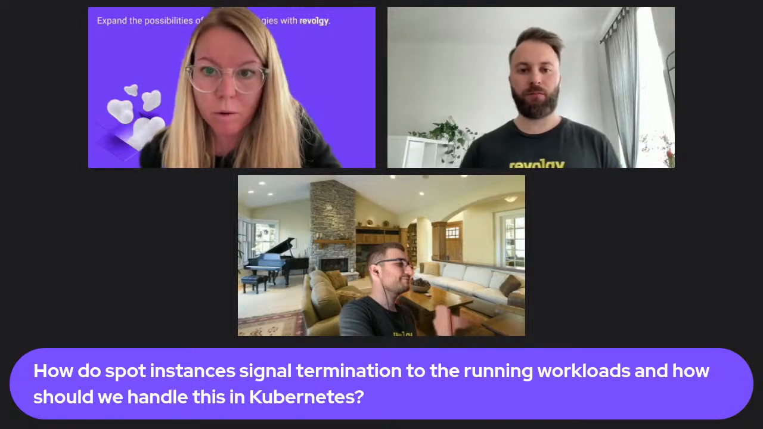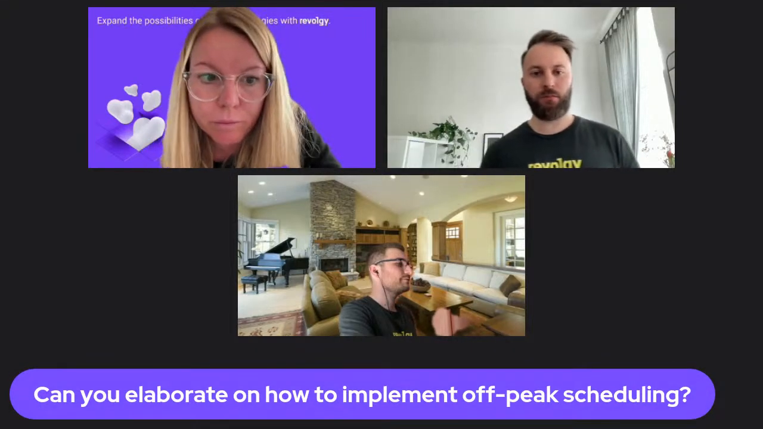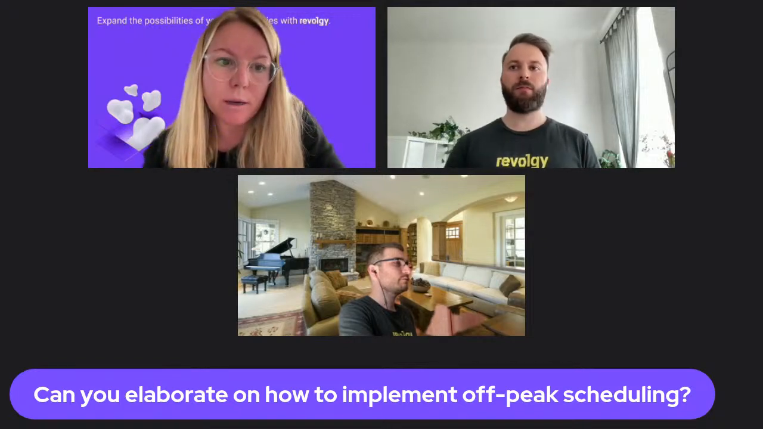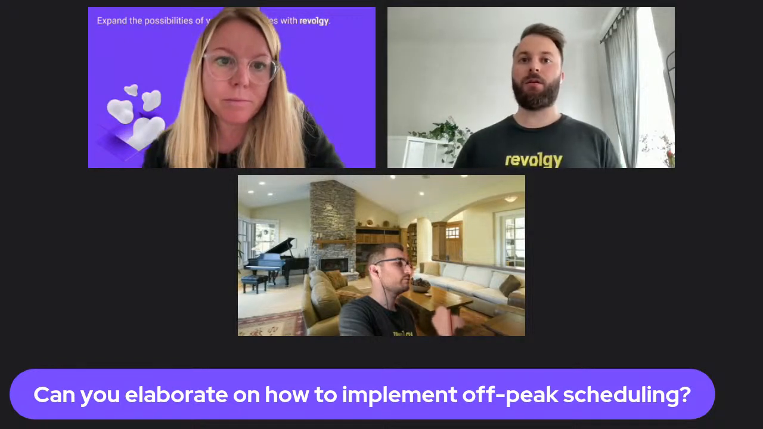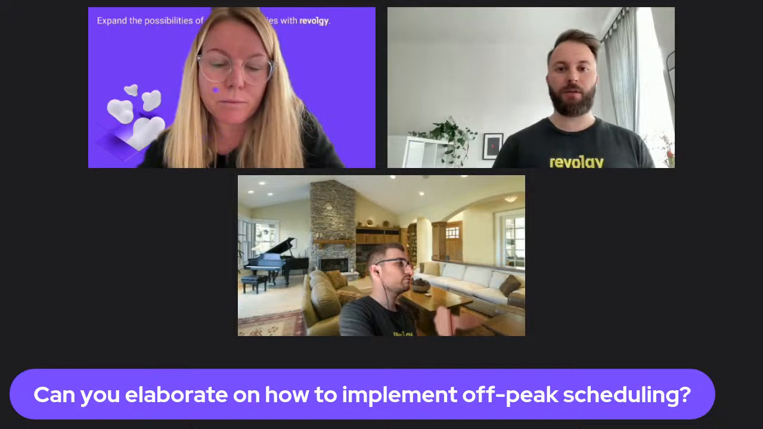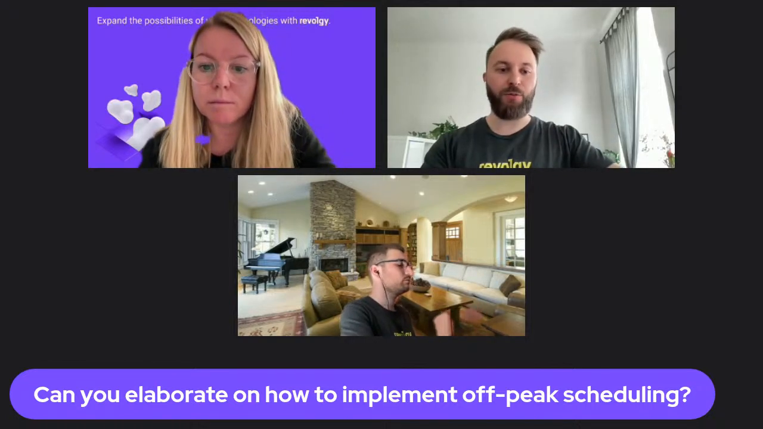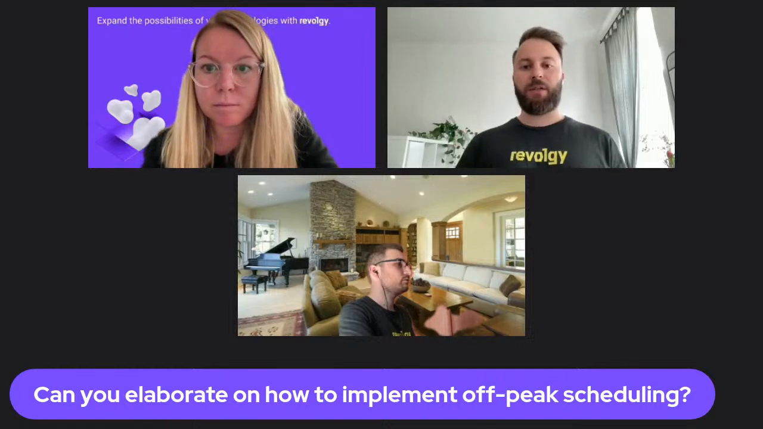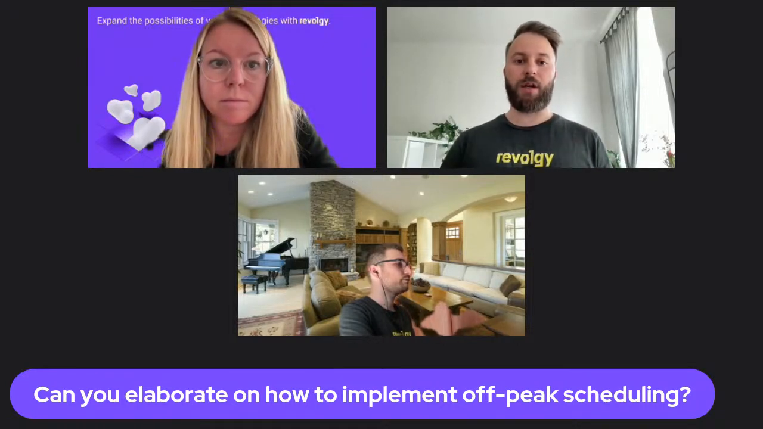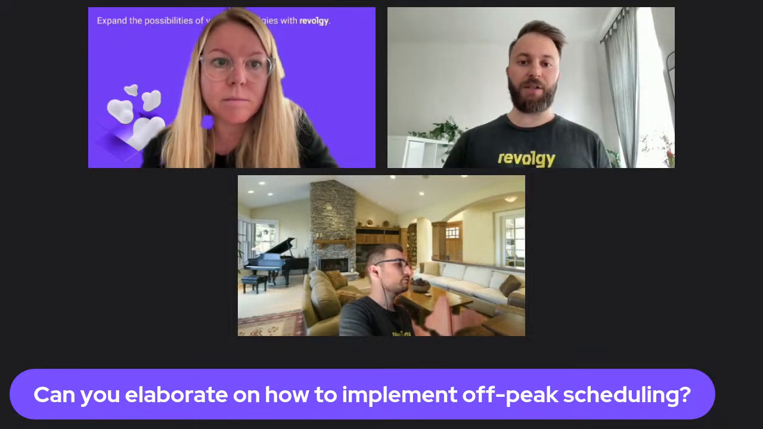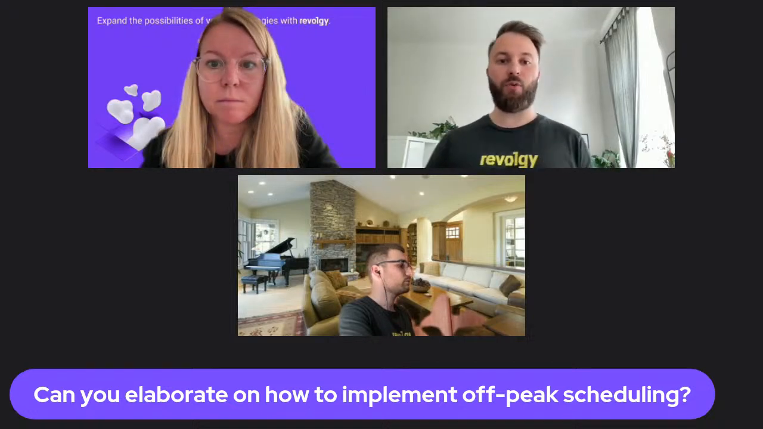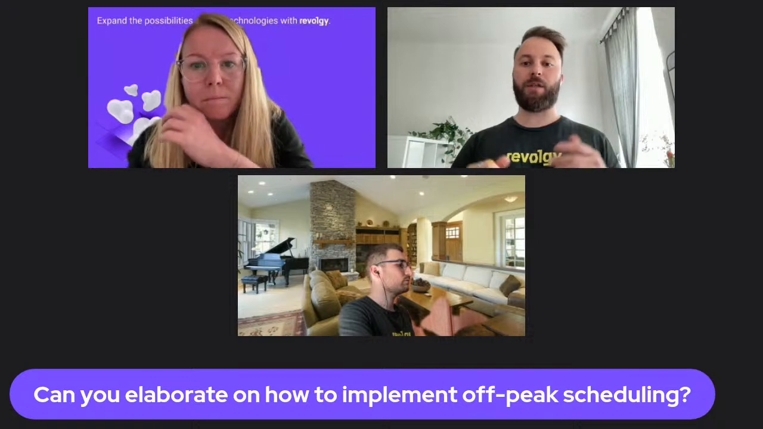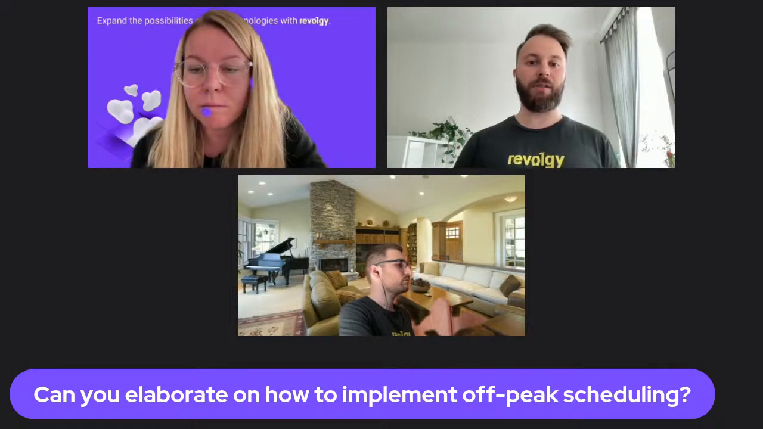We also have one more. Can you elaborate on how to implement off-peak scheduling? I can take that because it's something that I would really like to put into the presentation. If I understand the question correctly, and it's a great example, thanks for providing that, you are referring to scheduling small tasks on Kubernetes.